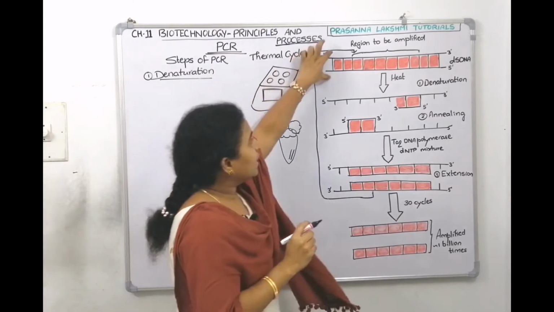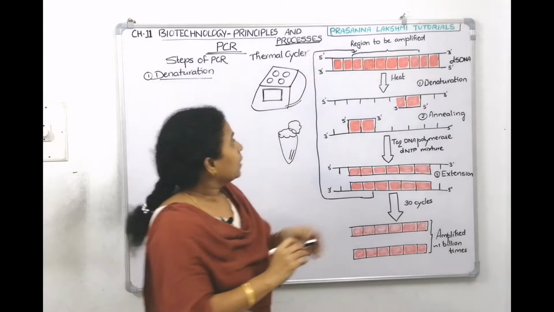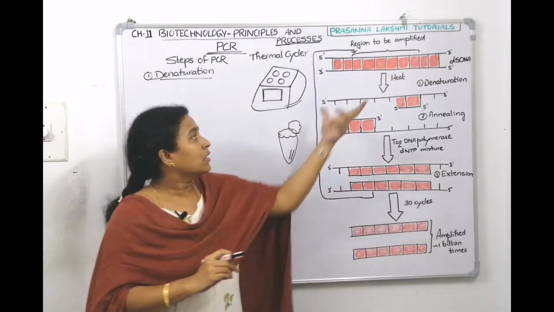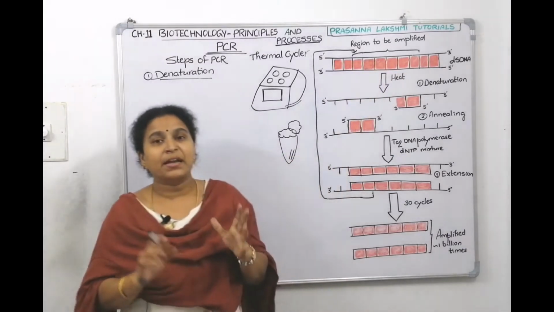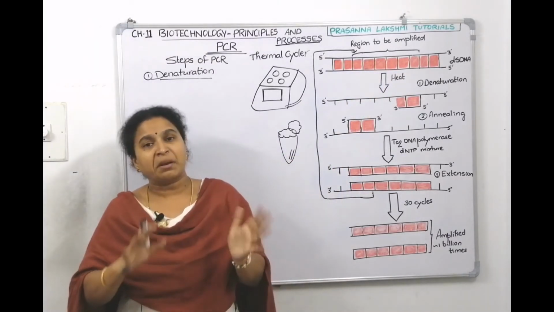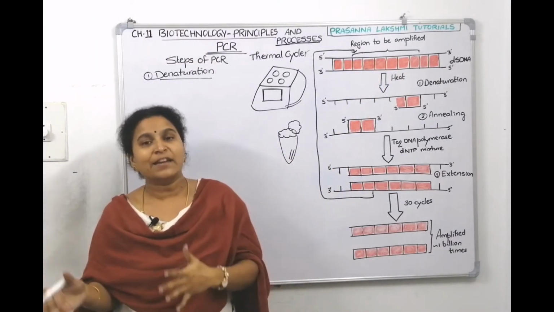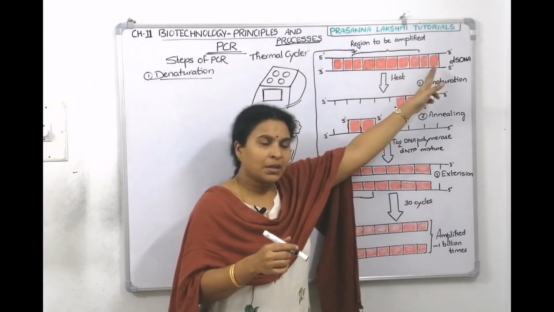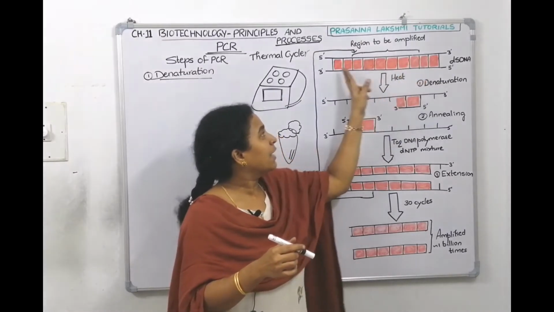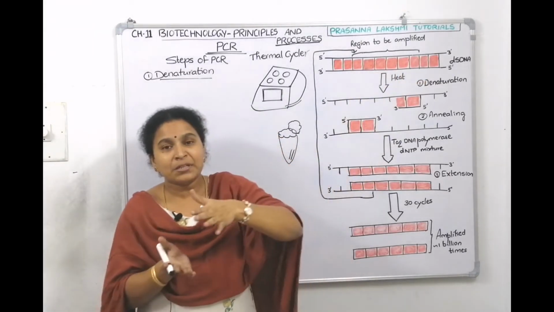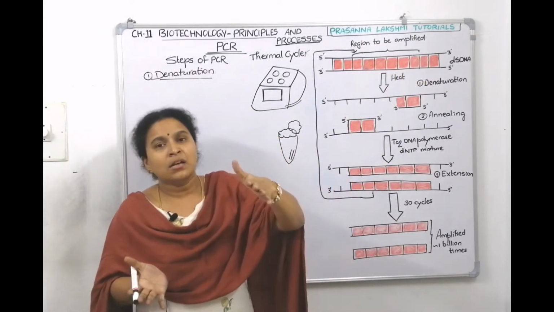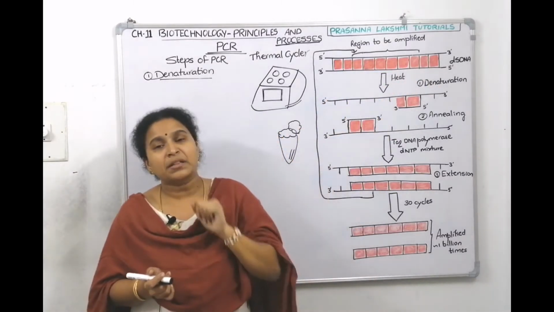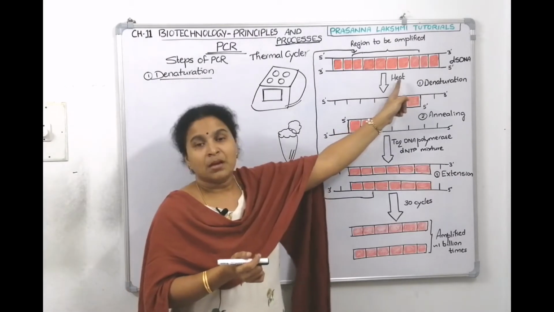This is your DNA which you want to amplify. From here to here, this is the region to be amplified. So that means 1 copy should be replicated to 2 copies, 4 copies, 8 copies, 16 copies. You have to read the base sequences present here, so they should get exposed. Double stranded DNA should become single stranded DNA. So you are supposed to break the hydrogen bonds. How can you break the hydrogen bonds? By heating it.